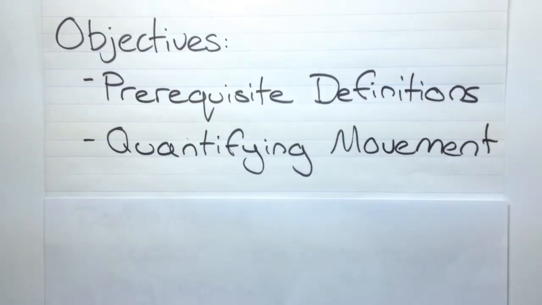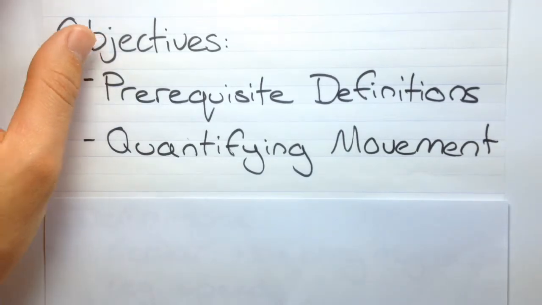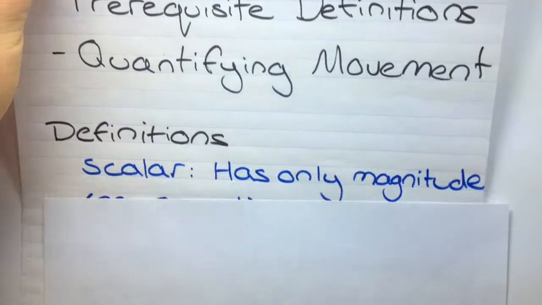Hey guys, for this lesson we're going to be looking at the very beginning of particle kinematics in one dimension. First we'll look at some prerequisite definitions before moving on to understanding the ways in which we actually quantify movement, so movement in math terms that we can understand and manipulate. So let's get straight into the definitions.